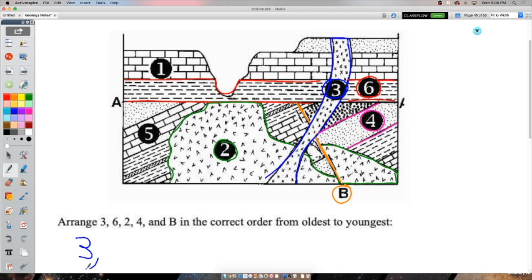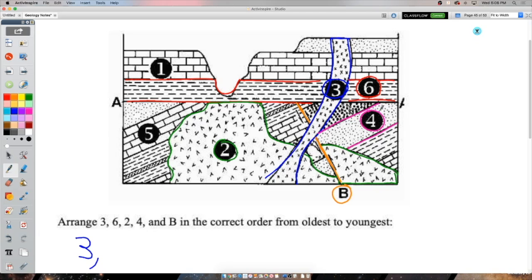So 3. Now let's kind of work our way down. I look at 6 and I think, 6 looks pretty young, right? 6 is definitely the next lowest thing. Let's just be careful. Does anything cut into 6? Okay, so 6 is definitely younger than 2. It's on top of 2. It's definitely younger than 4. It's on top of 4.